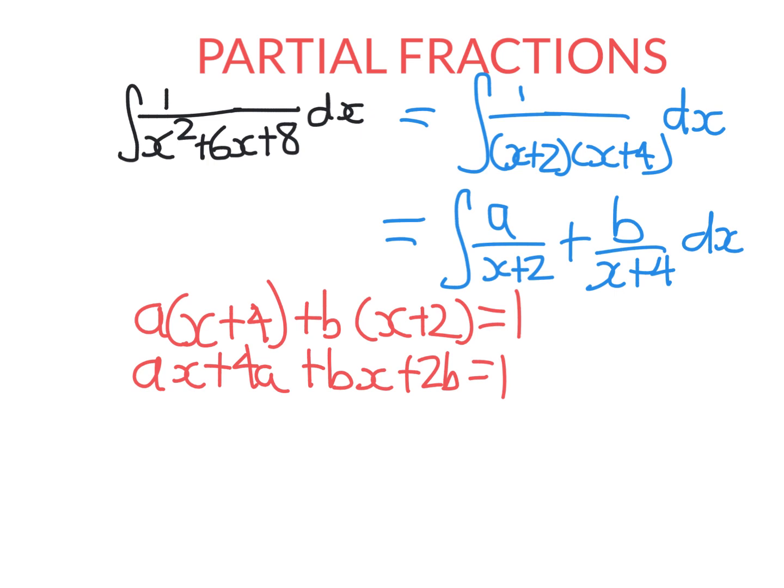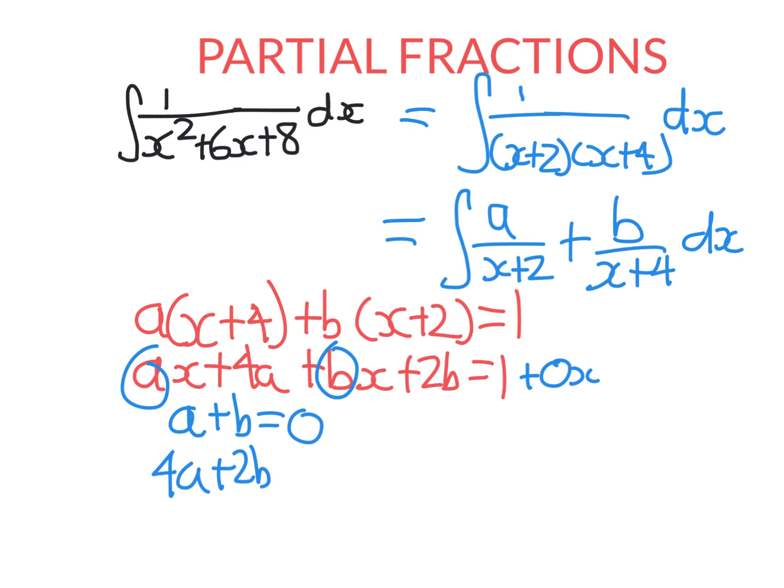So how do we solve for A and B? Well, notice that this is the same as 1 + 0x. So the coefficients of x need to add to 0. So we have A + B = 0. And we also have 4A + 2B = 1. Solving these simultaneously, we end up getting A equal to a half and B equal to minus a half. And you can easily check that's the solution in these two equations.